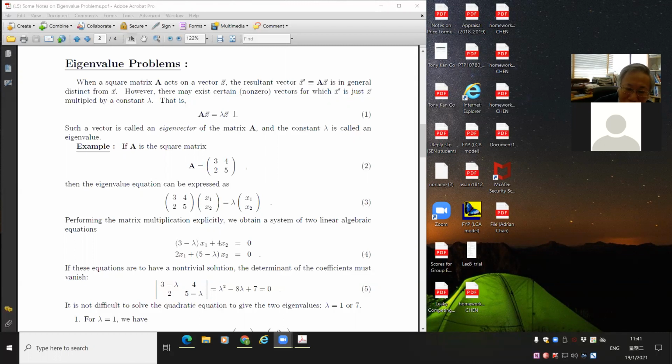In other words, as shown in equation 1, when we apply the matrix A on the column vector x, we'll get back the x vector with an additional prefactor lambda. Such a vector is called an eigenvector of the matrix A, and the constant lambda is called an eigenvalue. So equation 1 is called the eigenvalue equation of the matrix A.